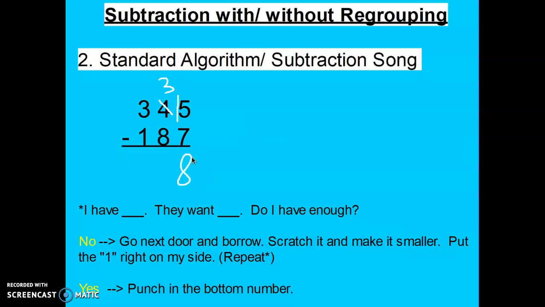Tens place, I have 3, they want 8. Do I have enough? No. Go next door and borrow. Scratch it, make it smaller. Put a 1 right on my side. I have 13, they want 8. Do I have enough? Yes. Punch in a bottom number. 8 is being punched in. We're going to count up all the way to 13. Start with 9, 10, 11, 12, 13. The answer is 5. And 2 minus 1 is 1. And therefore, the answer is 158.